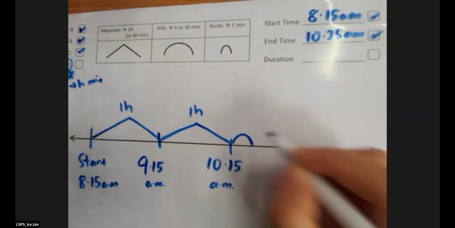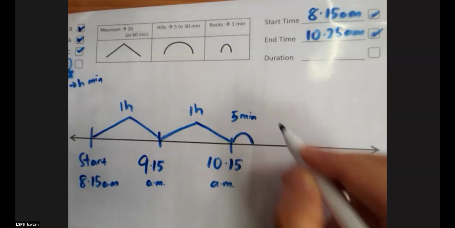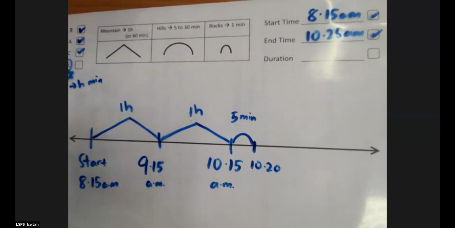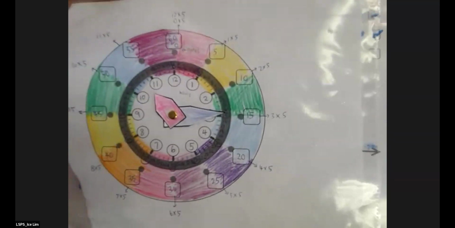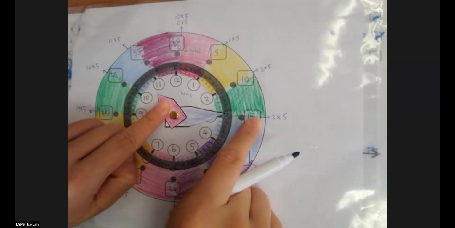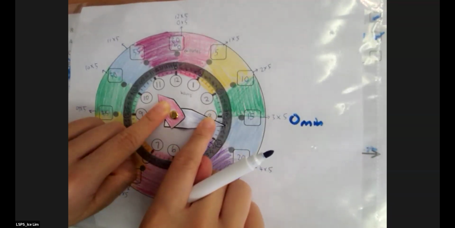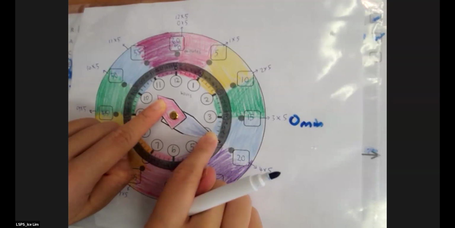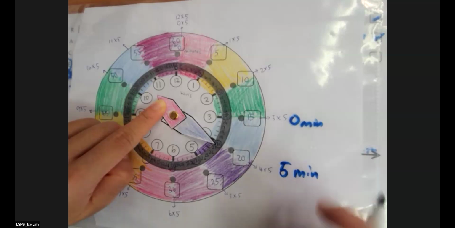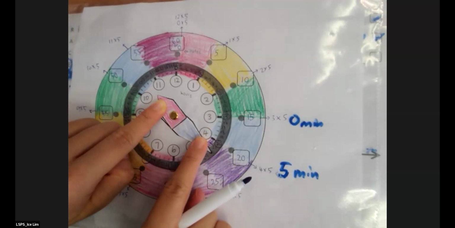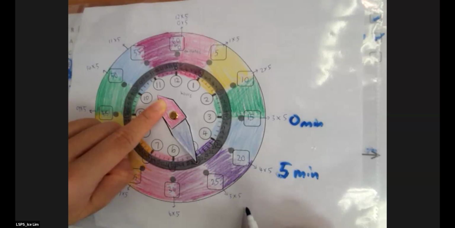I can go by 5 minutes first, if I'm not very sure. So if I go by 5 minutes, it will be 10:20. If I'm not sure, I can always go back to using my clock face. From 10:15, I count from here, 0 minutes, 1, 2, 3, 4, 5. 5 minutes. That's 10:20. Then from 10:20, I can go for another 5 minutes to 10:25.